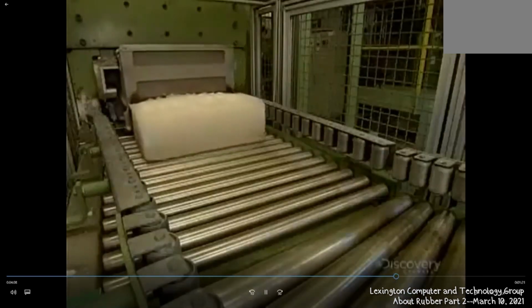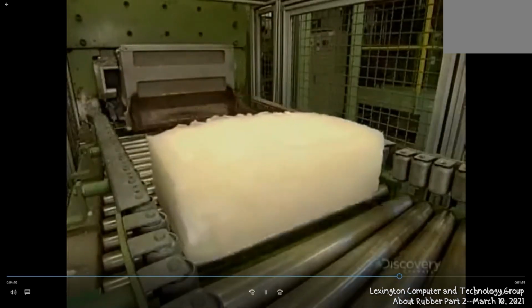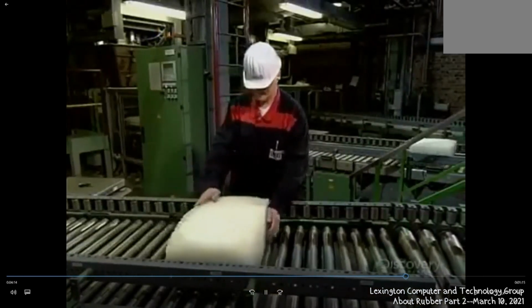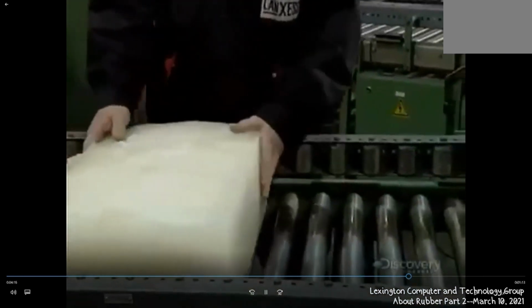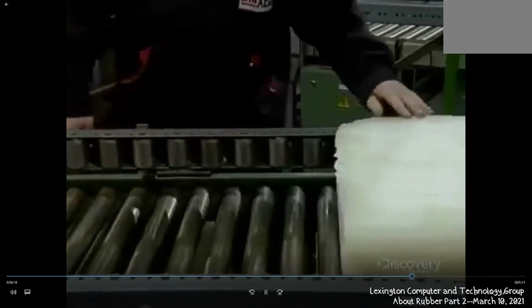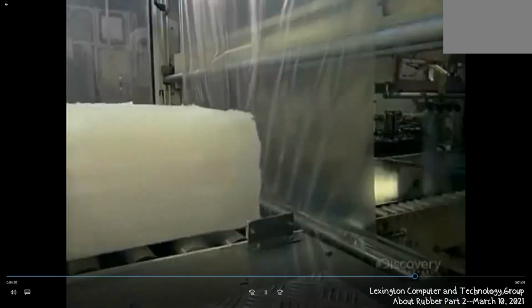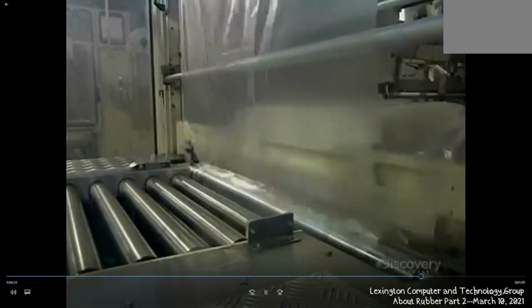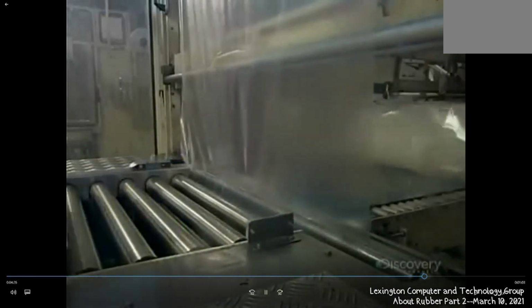The bales of synthetic rubber head down a conveyor towards a quality control inspector. This inspector examines them for imperfections. Once he gives them the okay, they head to the packaging station. As they travel through a curtain of plastic film, machinery heat seals it around them. These bales of synthetic rubber have taken about 6 hours to manufacture.